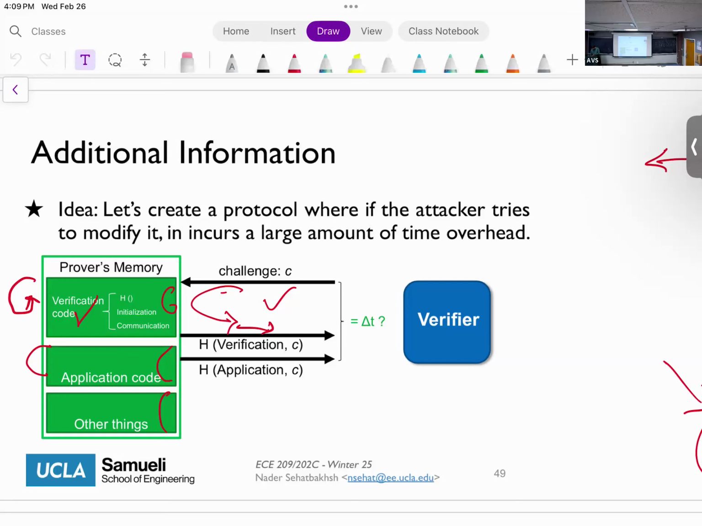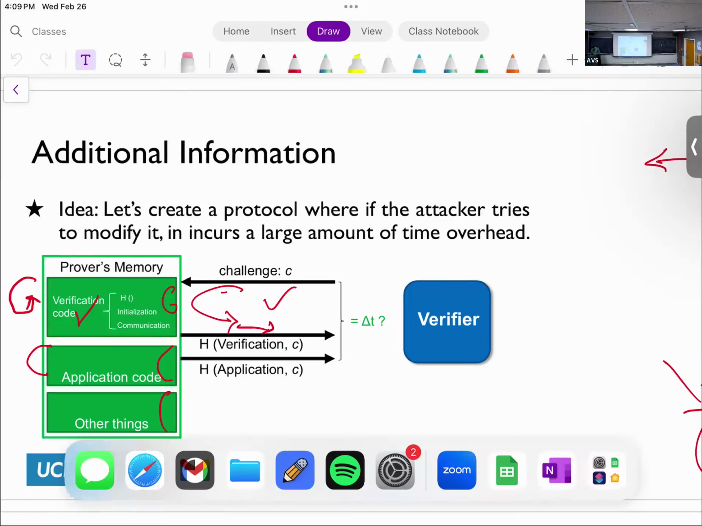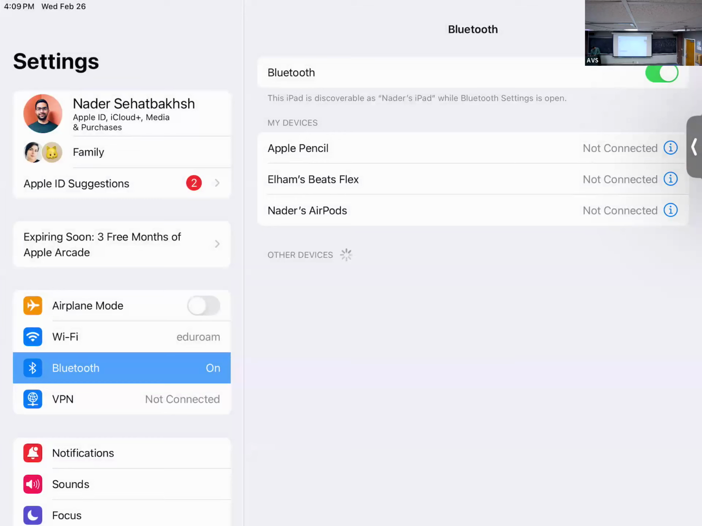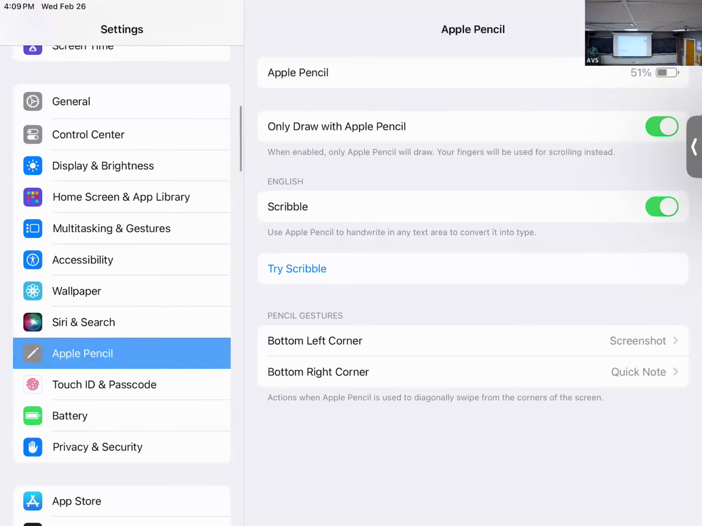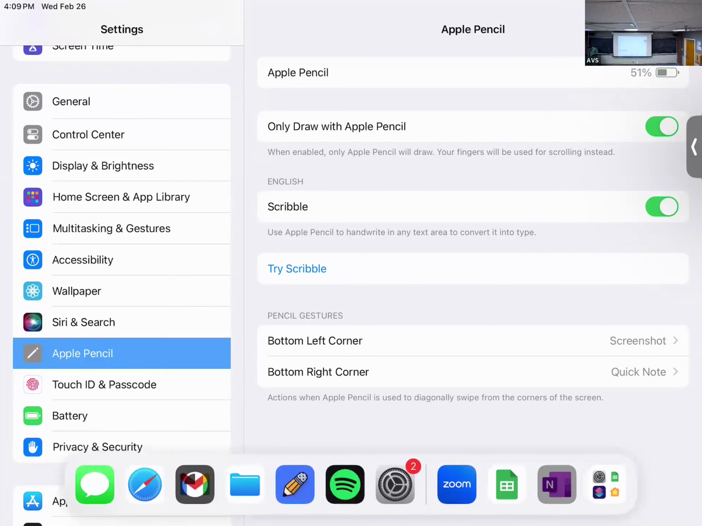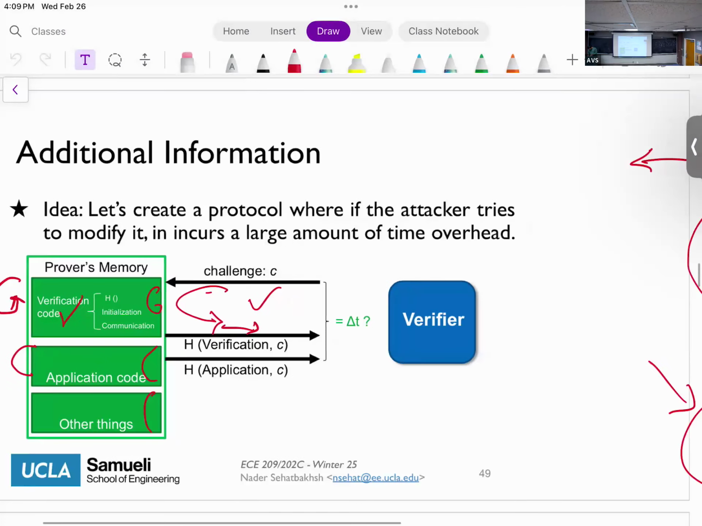Oops. Turn this on. I think it's on. Okay. Yeah. Okay. Sorry about that.